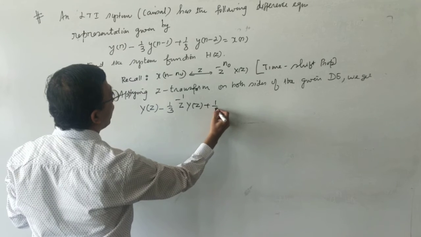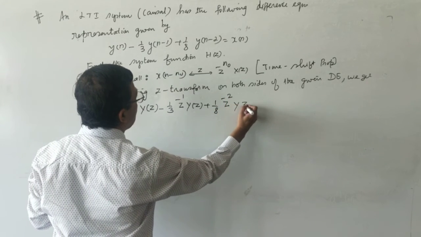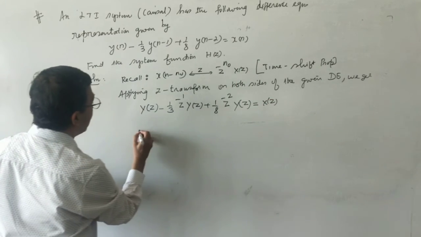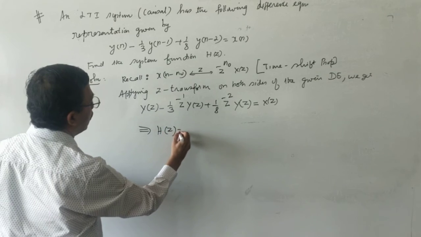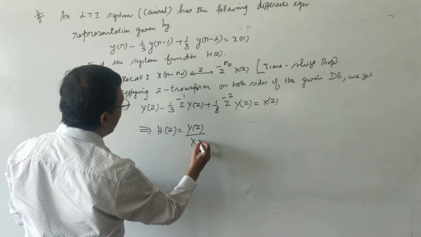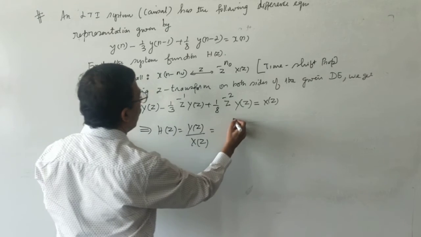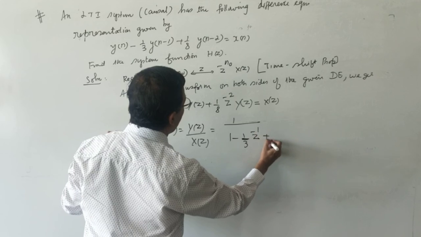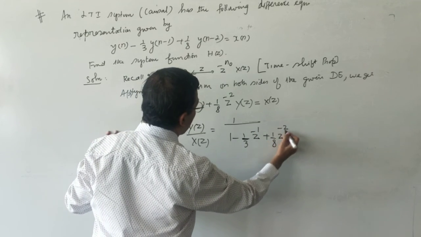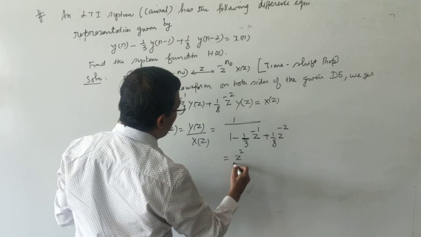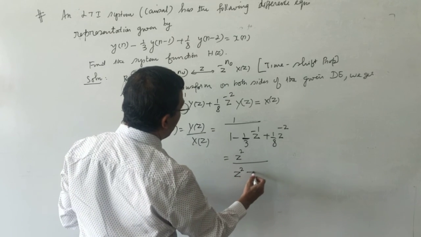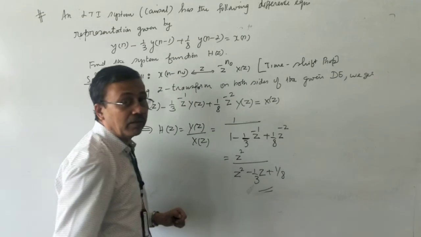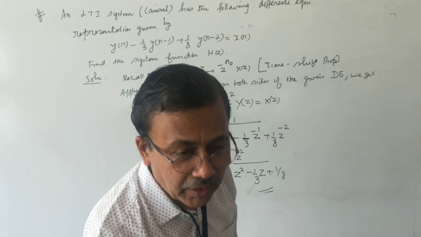Z transform of y of n minus 2 is z to the power minus 2 into Y of z. Z transform of x of n is X of z. This implies H of z is equal to Y of z divided by X of z, equal to 1 over 1 minus 1 by 3 z to the power minus 1 plus 1 by 8 z to the power minus 2, which is same as z square divided by z square minus 1 by 3 into z plus 1 by 8. This is the answer. Thank you. We'll continue in the next class.